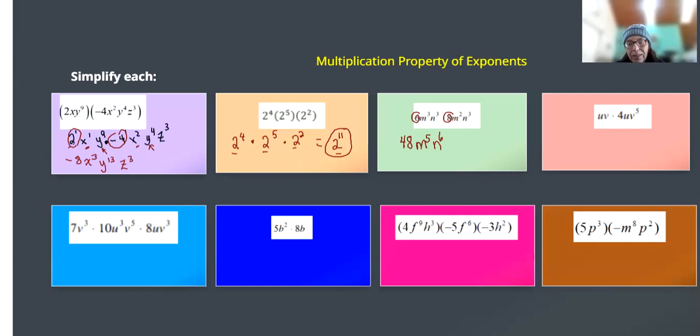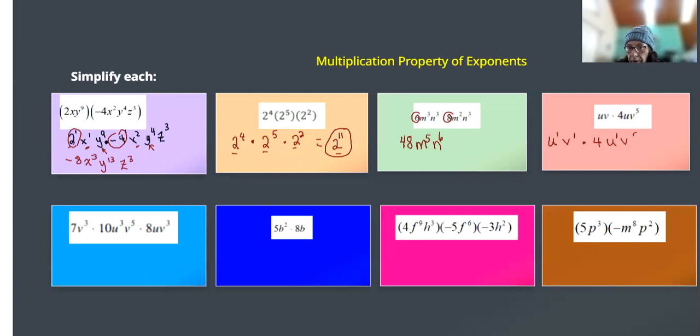How's everyone doing? If you need help, you know I'm here for you. All right, let's take a look at the next one. We've got u, and I'm going to put a 1 there. V, I'm going to put a 1 there, times 4u to the 1, v to the 5th.